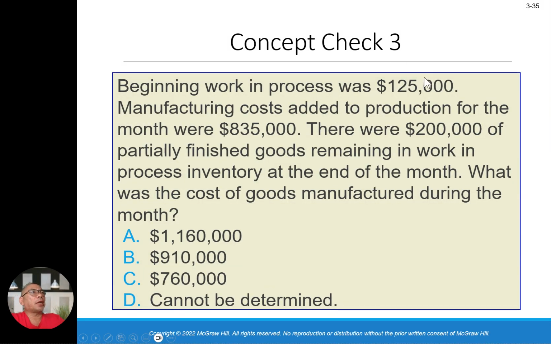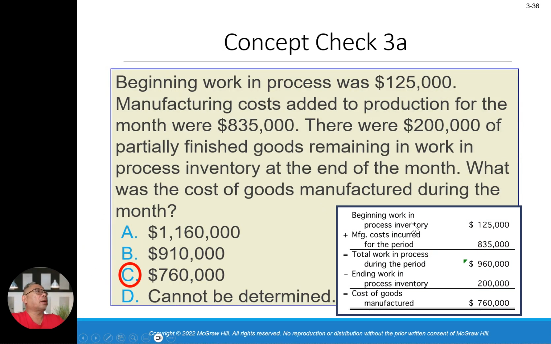Beginning work in process, 125,000. Manufacturing added cost, 835,000. There were 200,000 of partially finished goods remaining in the work in process. What is the cost of goods manufactured for the month? Pause a couple of seconds to get you the answers, okay? All right.